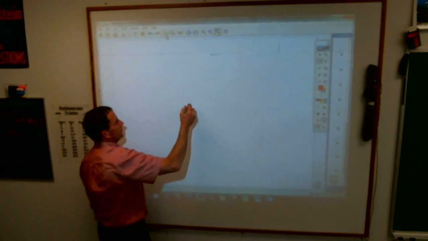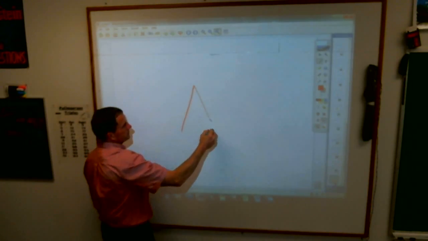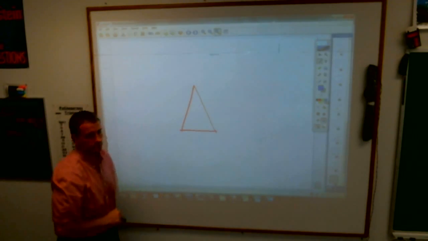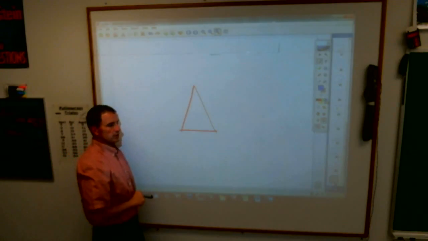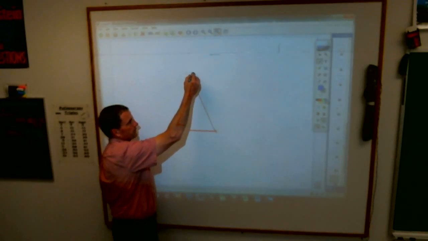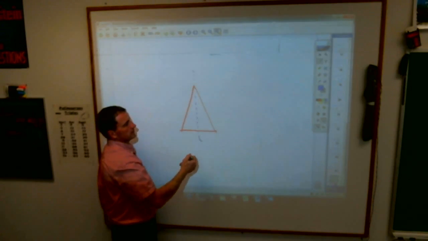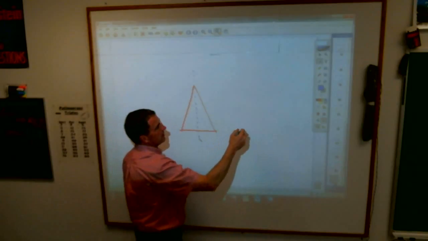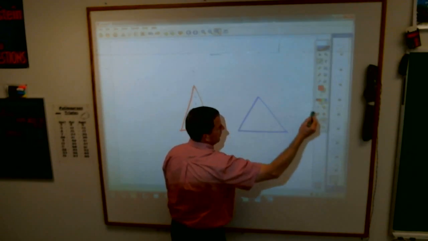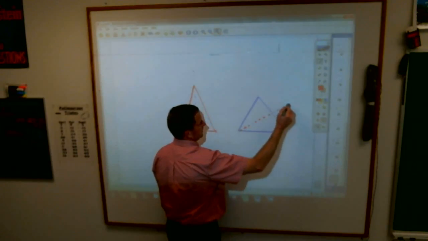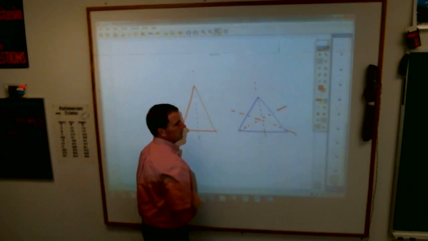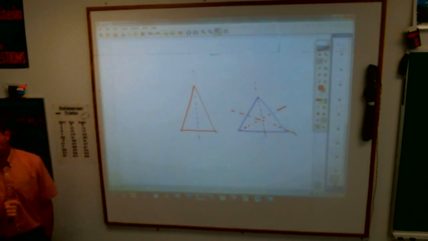You have to be careful. If it's an isosceles triangle, how many lines of symmetry would it have? Which way can you split an isosceles triangle? Down the middle, cut it in half. You can't cut it this way though. But if it was an equilateral triangle, all sides equal, then you can split it like this, like this, and like that. You have three lines of symmetry there.